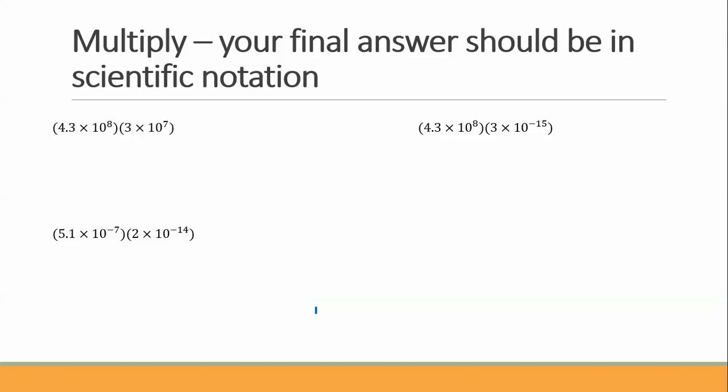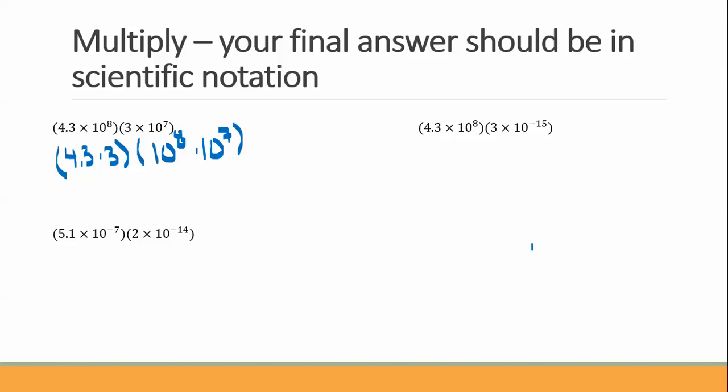Multiplying scientific notation problems. Remember, multiplication has the commutative property. So this is 4.3 times 10 to the 8th times 3 times 10 to the 7th. We can multiply in any order. So we can do 4.3 times 3 together, and we can do 10 to the 8th times 10 to the 7th together.